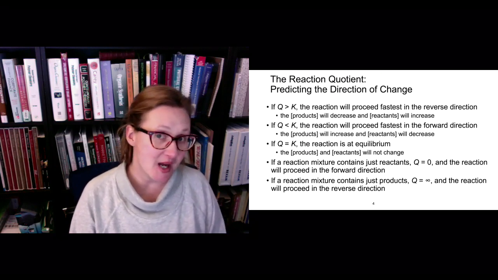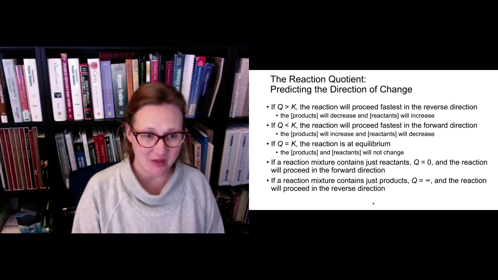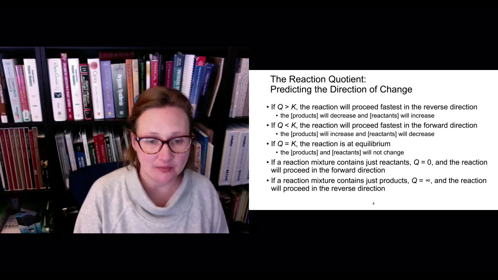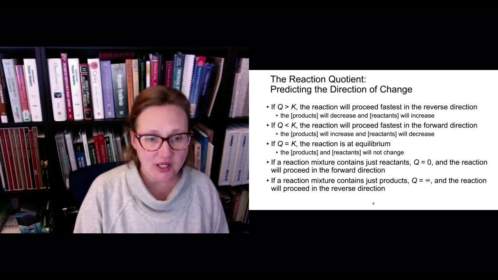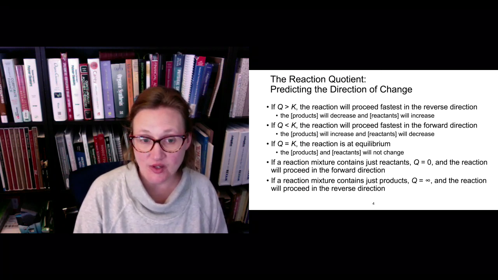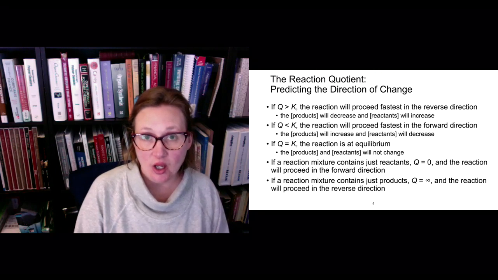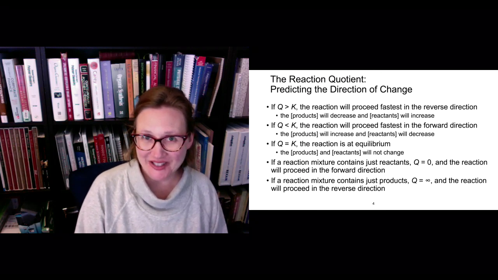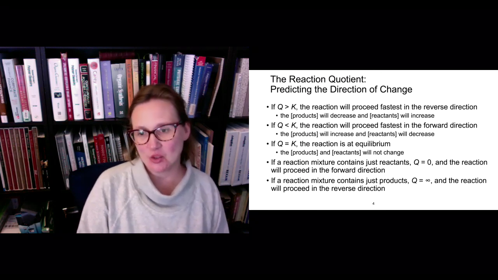When Q equals K, you are at equilibrium. That means the concentrations of products and reactants will remain the same. If you're looking at a reaction mixture that contains just reactants, Q is equal to 0. We saw that when we were looking at equilibria problems and wanted to know in which direction the reaction was going. If a reaction mixture is just products, then Q equals infinity, and the reaction will proceed in the reverse direction.